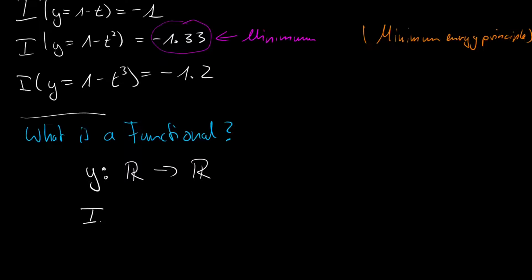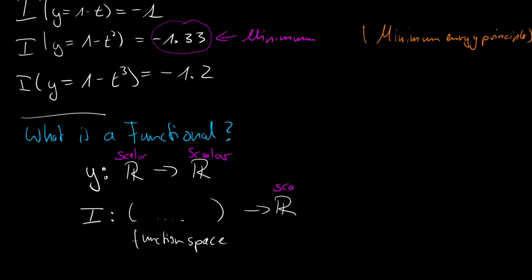But now our I, or the average deviation of energy, was something with an input from a function space, and it was mapping it to the real numbers. So it was outputting this scalar value. Let's be a little more explicit. So these are scalars, and these are also scalar values.